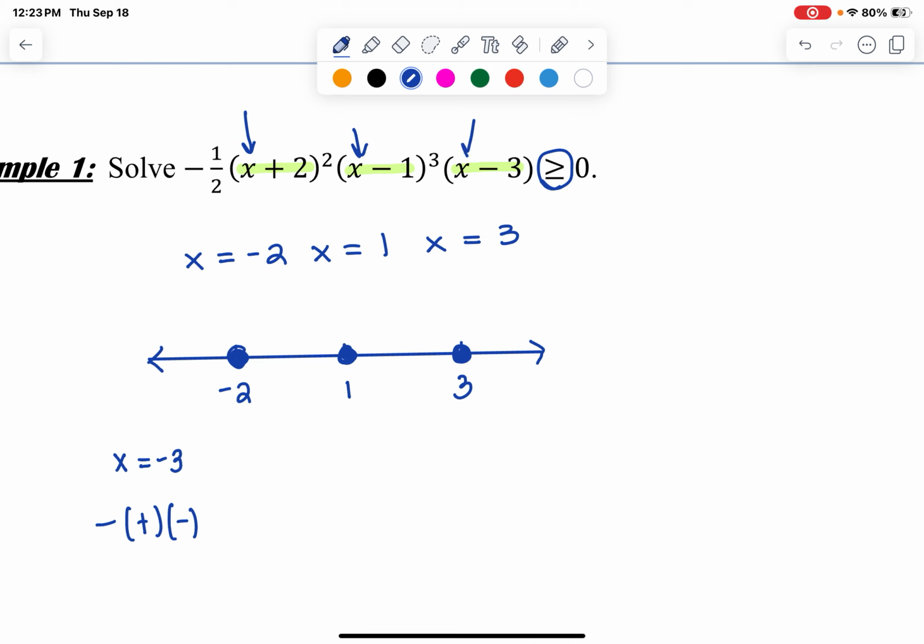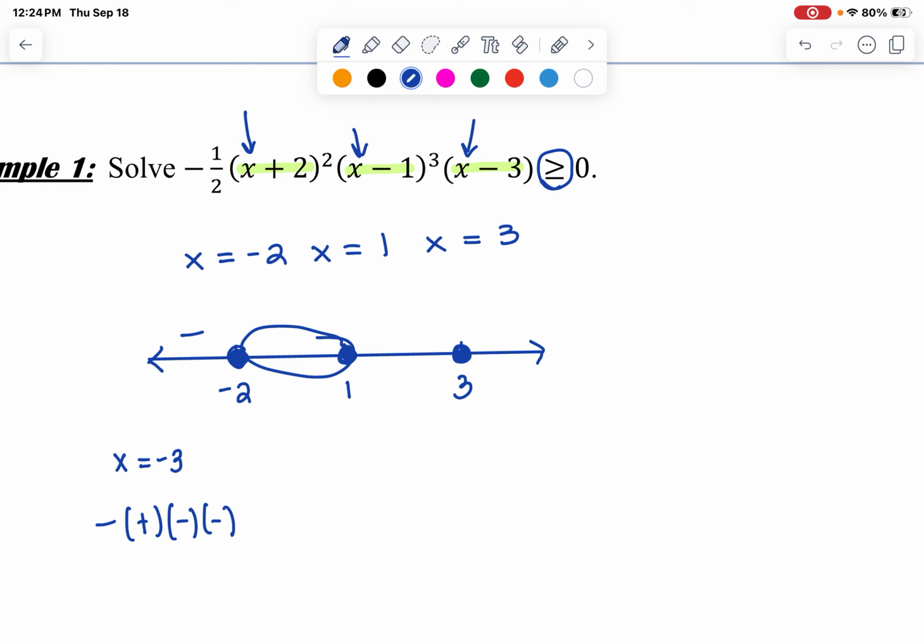And then plugging in -3 here, I get -3 minus 3, which is a negative. So I have a negative times a positive times a negative times a negative, which is a negative. So those are all values that are below the x-axis, or sorry, yes, the x-axis. So those are all values where y is less than 0, not part of my solutions, okay?